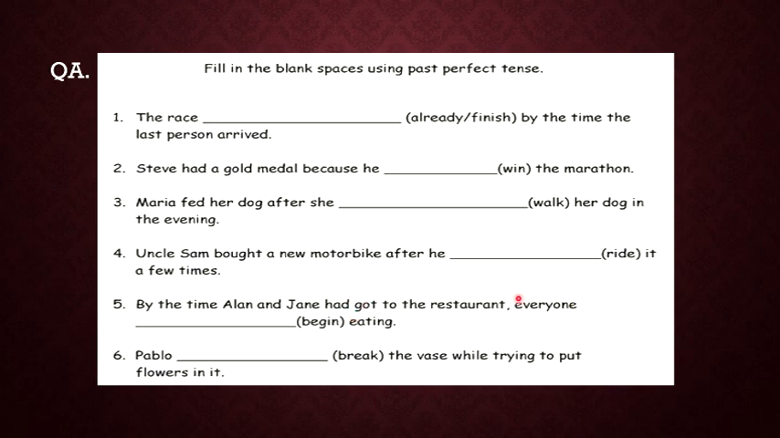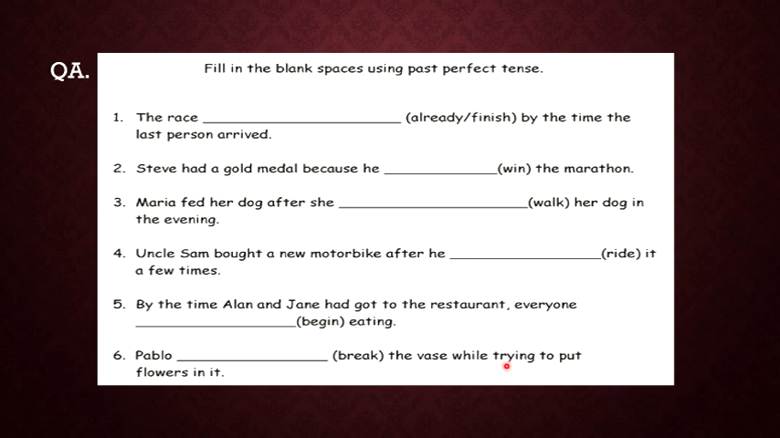First, everyone had... I'm not going to use past perfect tense, that is your task. The action of beginning happened first. Pablo dash break the vase while trying to put flowers in it. So that means the action of breaking happened first. Please understand, not every time you will get the word before.